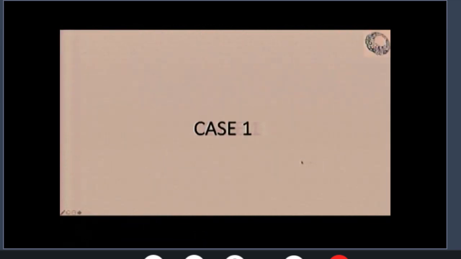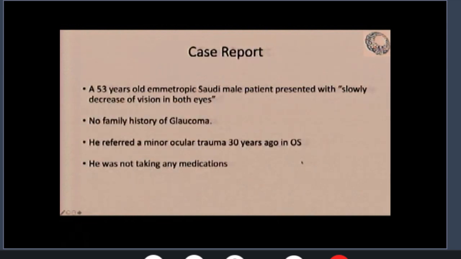Case number 1. How much time do we have for this? As much as you need. Well, this is the first case. 53 years old, emmetropic Saudi male, patient presents with slowly decreasing vision in both eyes. No family history of glaucoma. He refers a minor ocular trauma 30 years ago in the left eye. He was not taking any medication.